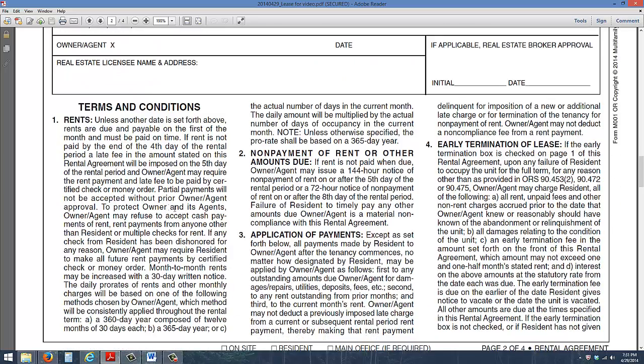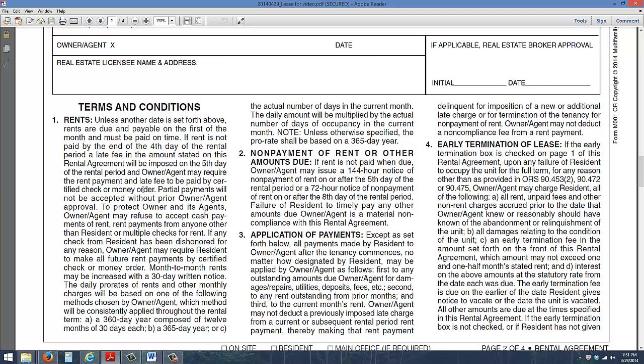So now we're going to get into the bulk of the rental agreement. Over here, section 1 deals with a variety of things. It indicates that your rent is due on the 1st, and rent is considered late after the 4th at midnight. If so, you'll have a late fee.